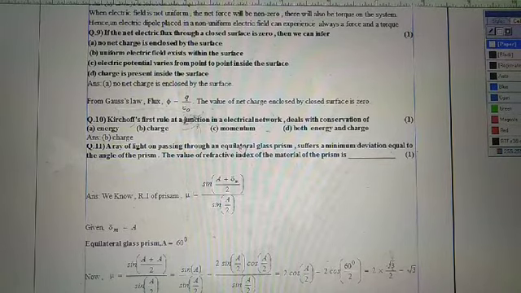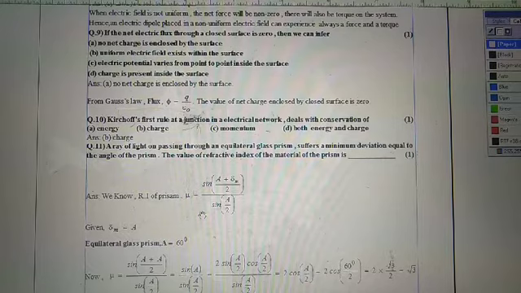How? From Gauss's theorem we know that electric flux phi equals q by epsilon naught, where epsilon naught means permittivity. Since the net charge enclosed by the closed surface is 0, there is no charge, so flux will be 0. Okay. The question number 10, the last one.